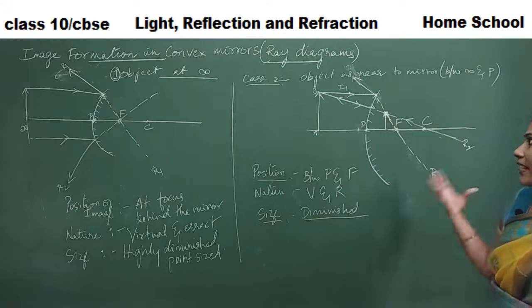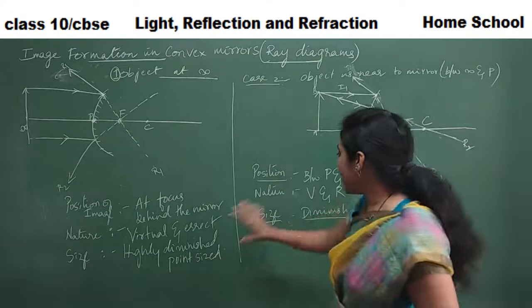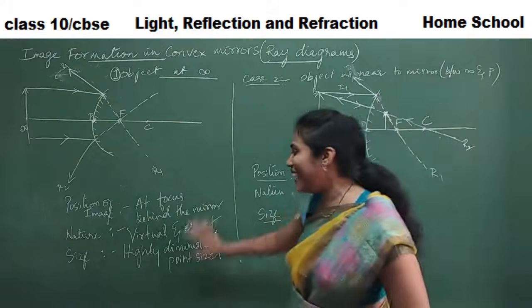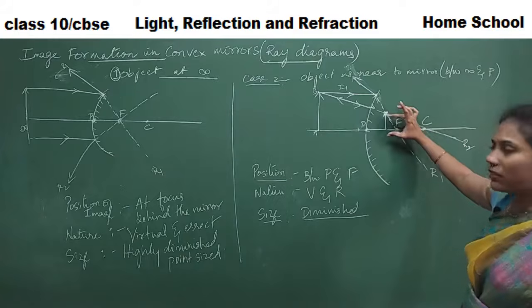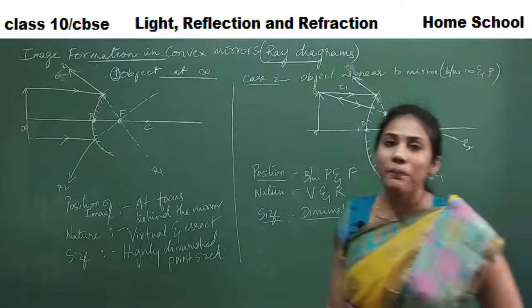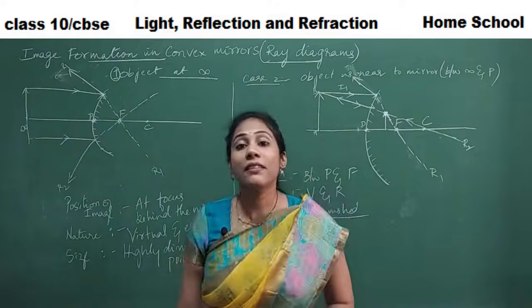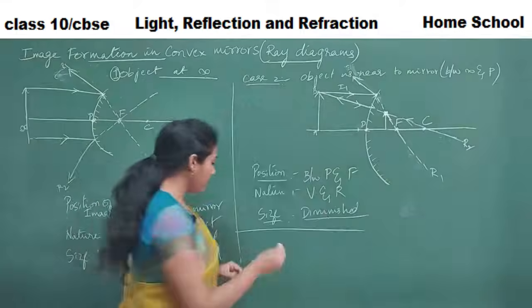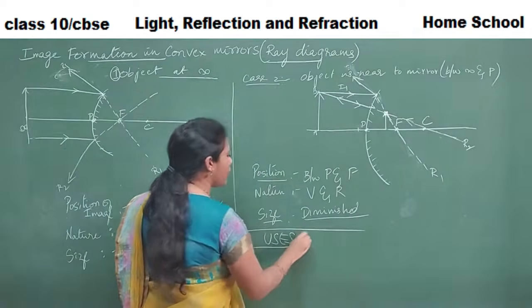So this is the case 2 of convex mirror. Say in both the cases the size is diminished. Here it is highly diminished, point size, but here you are getting an image, full image you are getting, but the size is very small. Okay, so this is about the convex mirrors ray diagrams. See people, now let us discuss about the uses of this convex mirror.